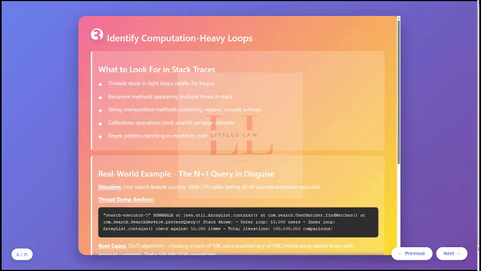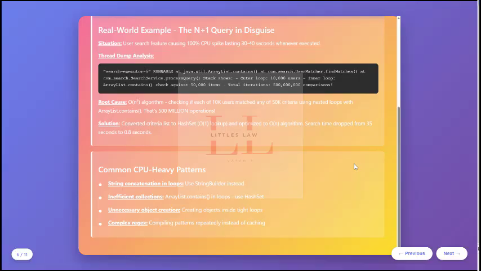When I analyzed the thread dump, here is what I saw. The stack trace showed an outer loop iterating through 10,000 users and an inner loop using ArrayList contains to check against 50,000 criteria items. Let me do the math for you. 10,000 users times 50,000 items equals 500 million comparisons, and ArrayList.contains is an O(n) operation, so each comparison has to scan through the entire list. This was a classic O(n squared) algorithm problem. The code was doing 500 million operations every time someone searched.